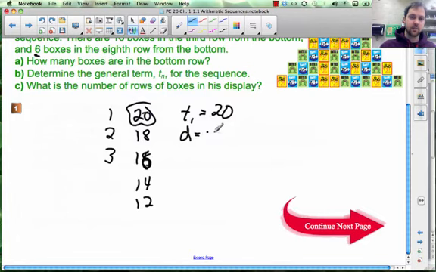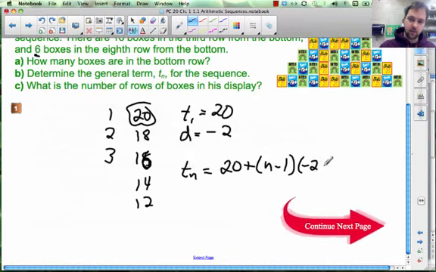d, our common difference, is minus 2. Determine the general form Tn for the sequence. So now we can have Tn equals 20 plus n minus 1 times d, which is negative 2.